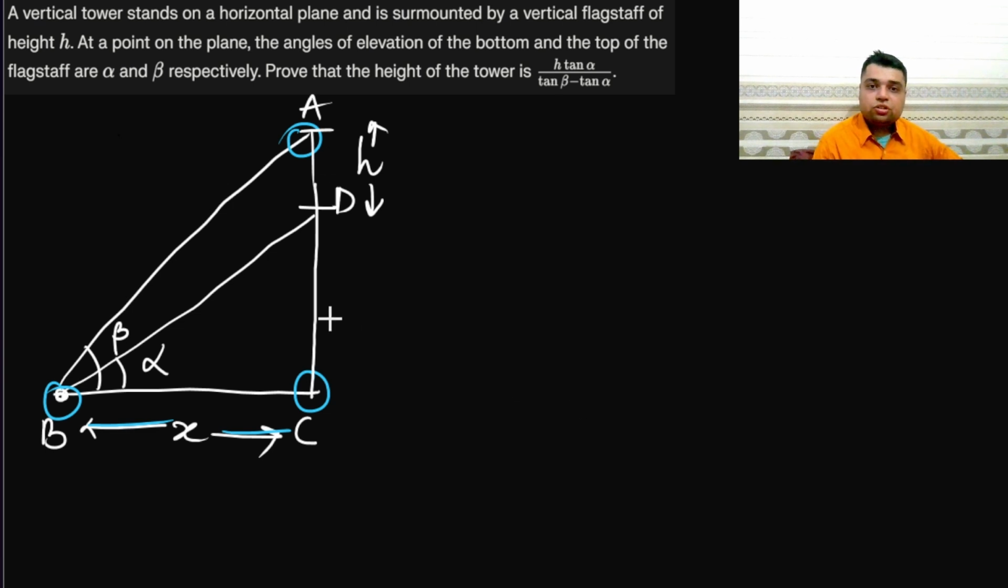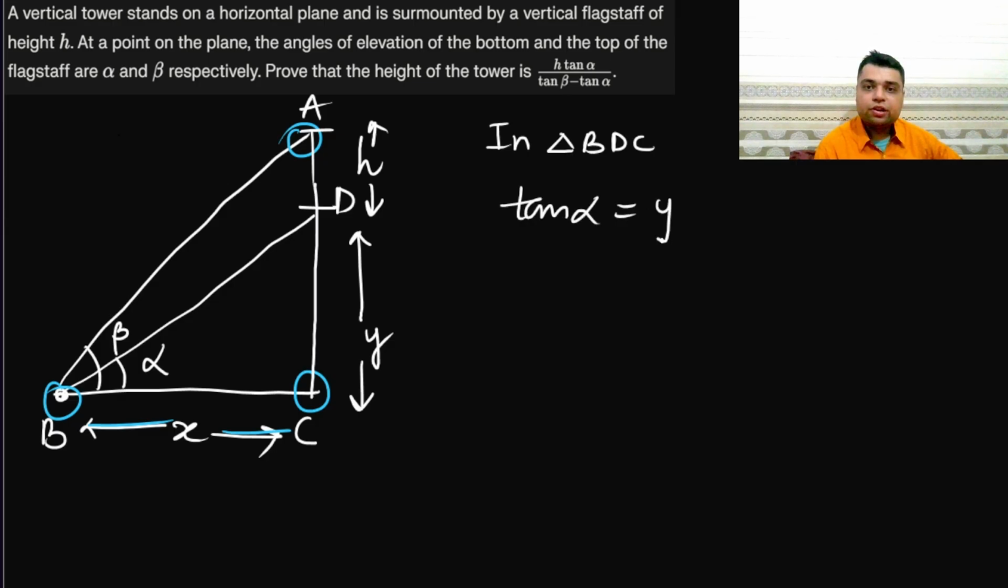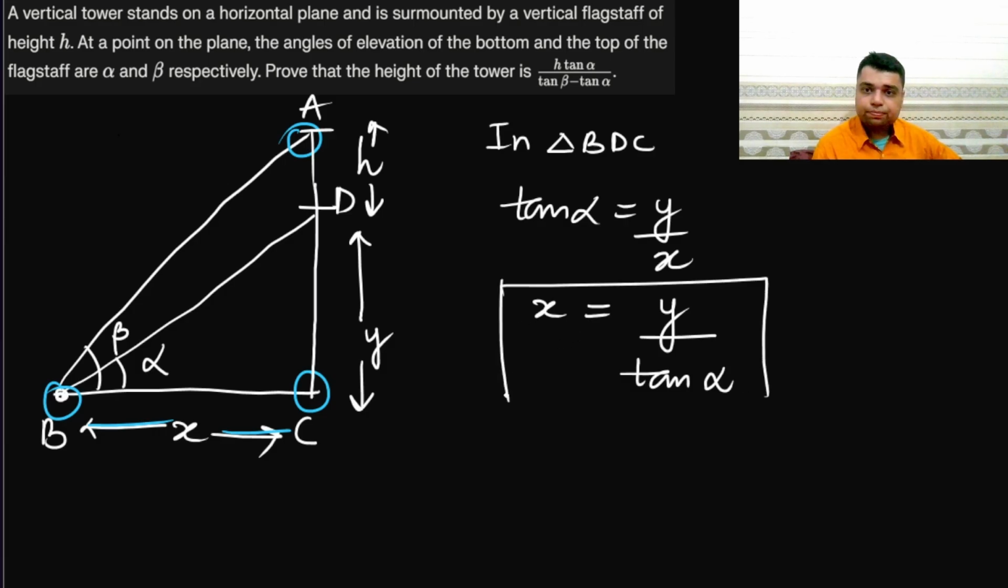So this is h. Let's find the value of this. Let's say this is y. We need to find the value of y, which is the height of the tower. So what we can do, we can first think of this in triangle BDC, again the smaller triangle. Tan alpha will be what? Y upon x. So here x will be equals to y upon tan alpha. Yes, this is equation 1.